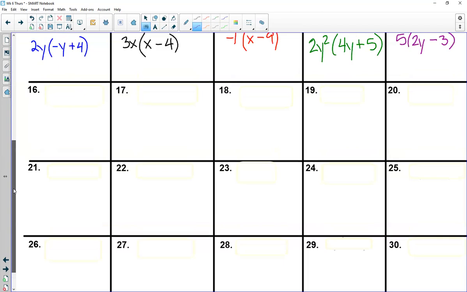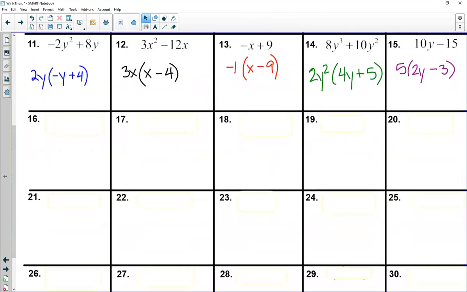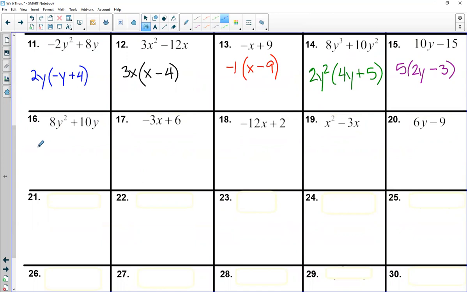Okay, we're making moves here, getting closer to being done. Let's go ahead and open up these ones. So for this one, 8 and 10 are both going to share a 2. And then y squared and y will both share a y. We're then going to multiply 2y times 4y will give me 8y squared, and 2y plus 5 will give me 10y. Looking at our next one, I have negative 3x plus 6. Negative 3 and 6 both share a 3, and I'm going to have x plus 2.